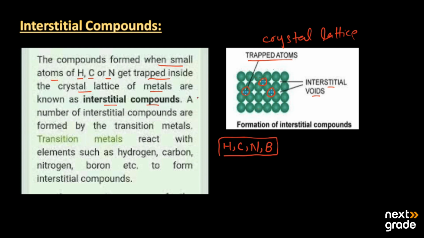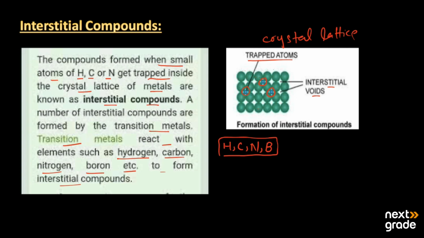And we have a number of interstitial compounds that are formed by the transition metals. We have a lot of transition metals, and they can react with elements such as hydrogen, carbon, nitrogen, boron, and other small atoms of an element, and in turn they form interstitial compounds.